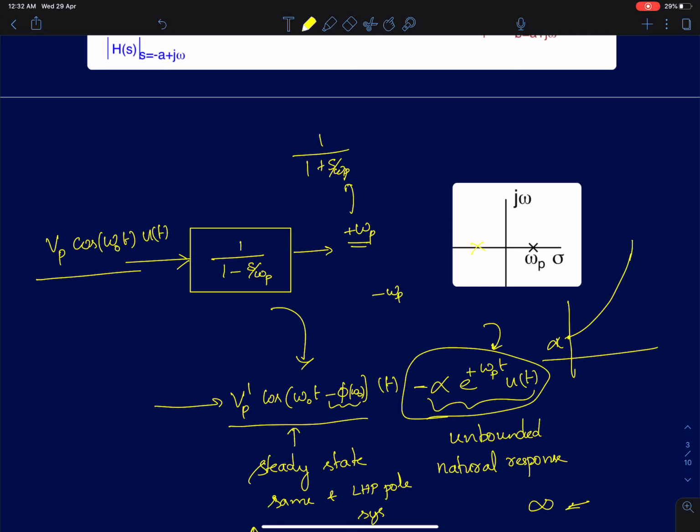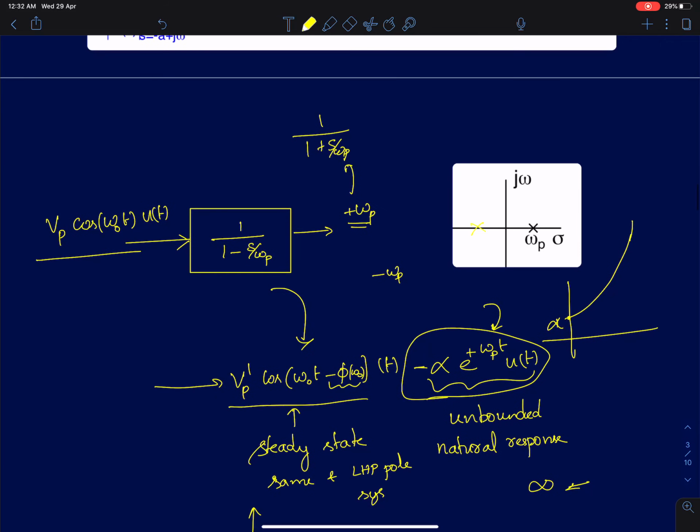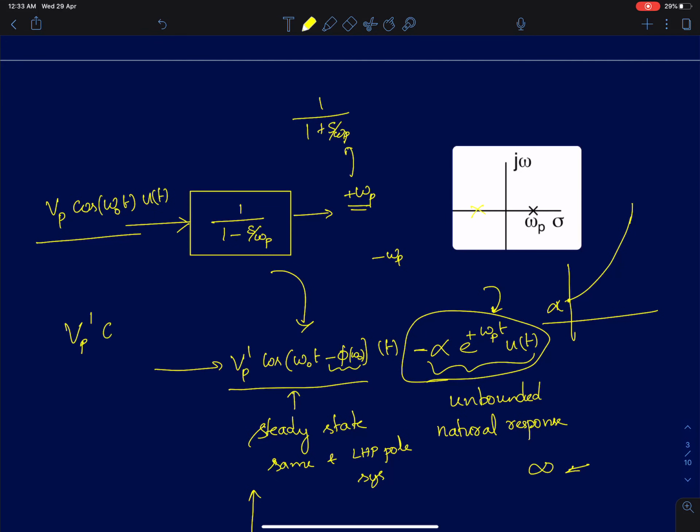Now if you look at the transfer function, the first term is pretty simple. It's going to look the same as it was for a left of plane pole. For the left of plane pole, it was Vp dash cos of omega naught t plus phi of omega naught. The only difference is in the phase. This is going to be an advanced version, this is a delayed version. You can see that from the transfer functions itself. I'll not go into that now, we are just looking at the intuitions. So the amplitudes are the same, the frequencies are the same. The only difference is in the phase.